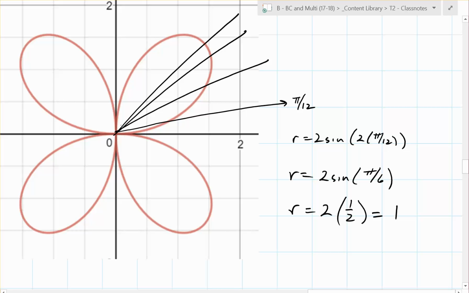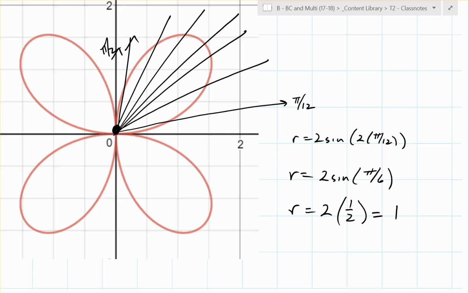There. This is pi over 4. Keeps going, keeps going, keeps going. When does it get back? Right there again. Pi over what? It's going to be pi over 2. So the first petal happens from theta equals 0 to theta equals pi over 2.